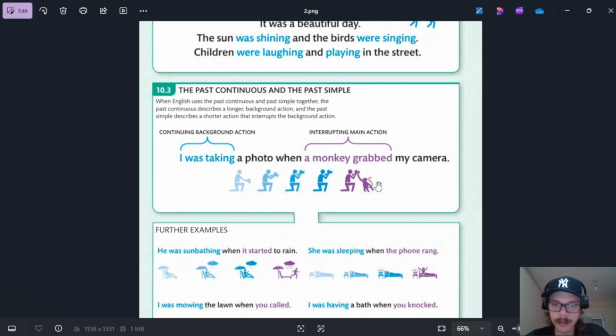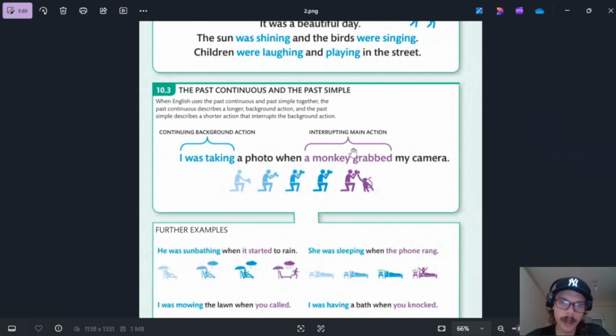You can see from the pictures that the person has to stop taking the photo because the monkey grabs the camera, right? You can't continue to take a photo if you don't have your camera. So the description is given with past continuous, and the main action or the interruption is given with the past simple. Now here it follows that same order. As you can see, first we give the description and then we give the main action.